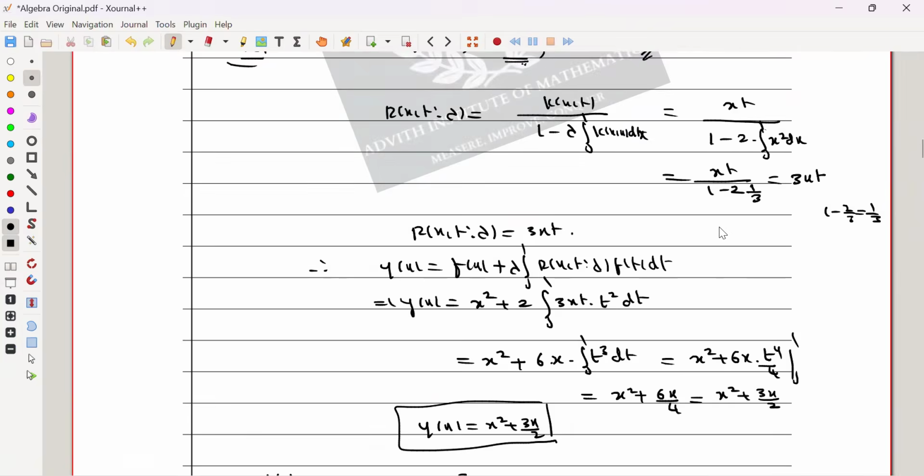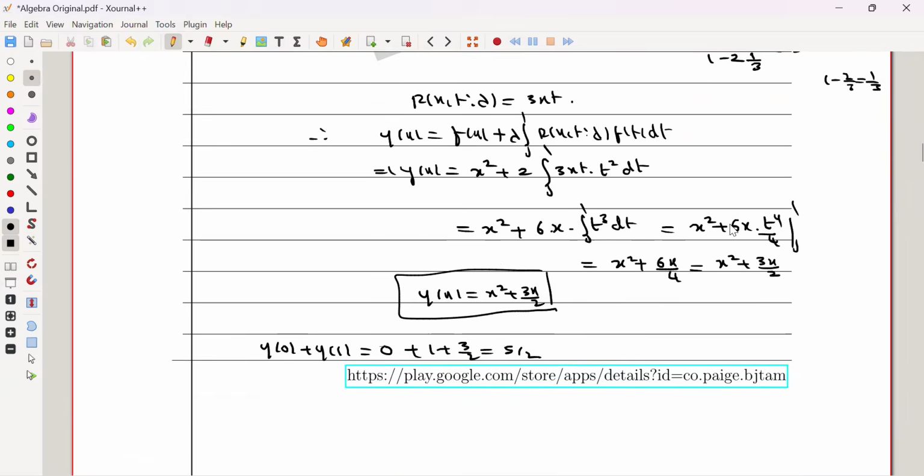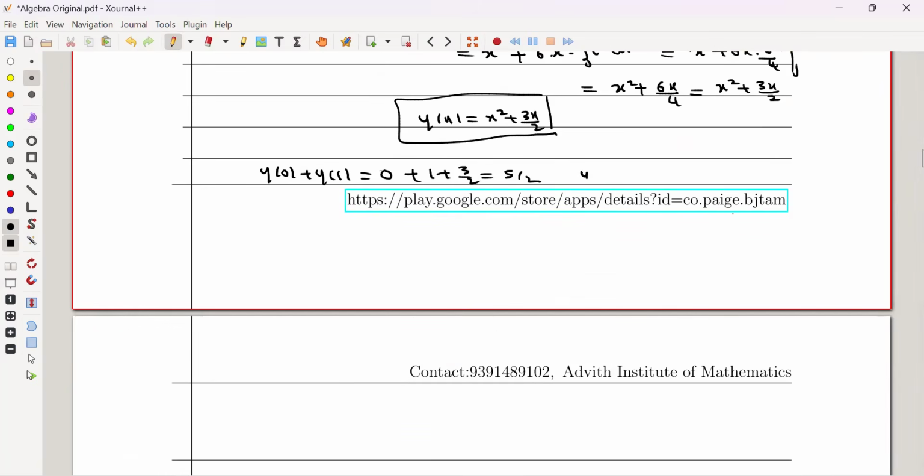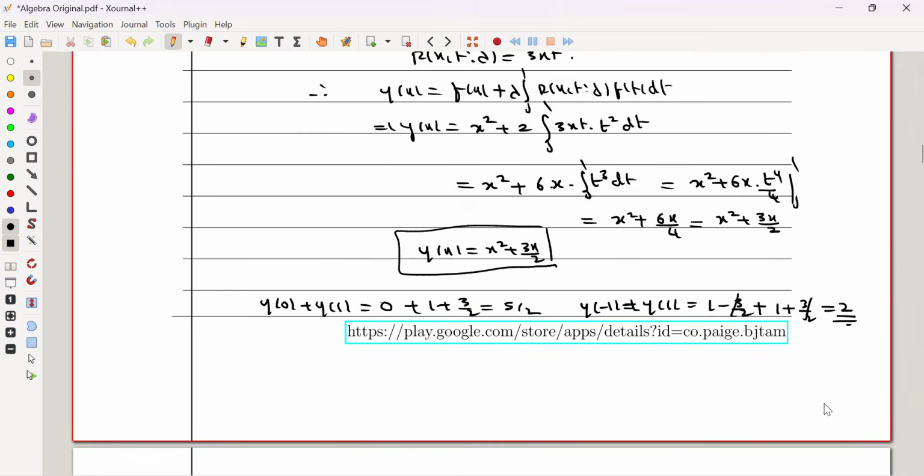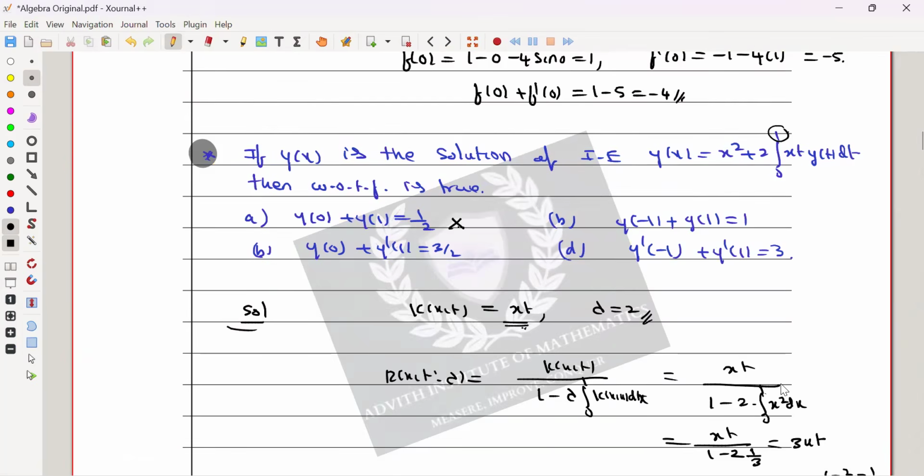Y of minus 1 plus y of 1. So what is y of minus 1? Substitute x equal to minus 1 here. So 1 minus 3 by 2 plus y of 1, which is 1 plus 3 by 2. So minus 3 by 2 plus 3 by 2 cancels, which is equal to 2. So the answer is 2, but the option has 1, therefore this is also false.